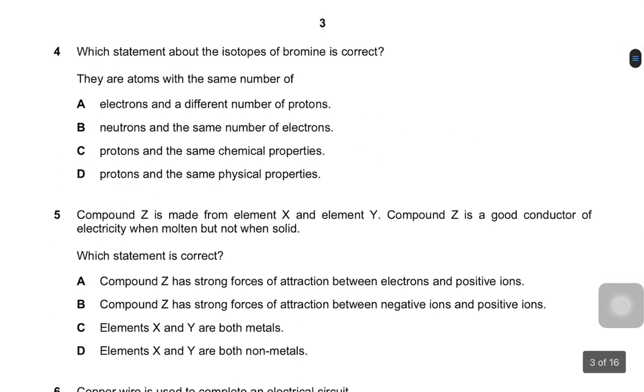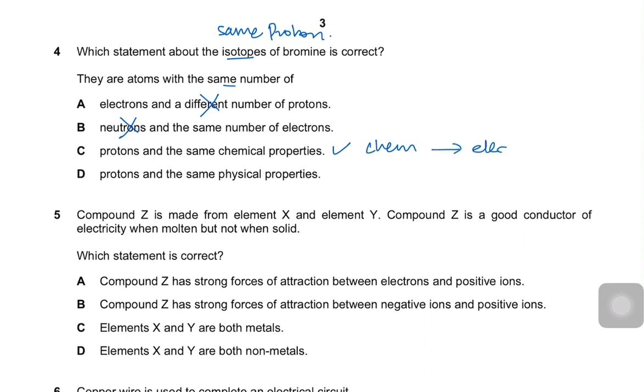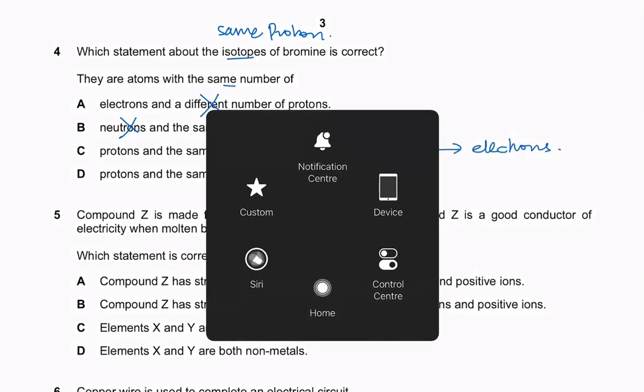Let's do question 4. It says, which statement about the isotopes of bromine is correct? They are atoms with the same number of electrons and different number of protons. No. Isotopes have same proton but different neutron. Do they have the same number of neutrons? No, sorry. They don't have the same number of neutron. Option C says they have the same number of protons and the same chemical properties. Yes, because chemical properties are linked with electrons and isotopes have the same electrons.